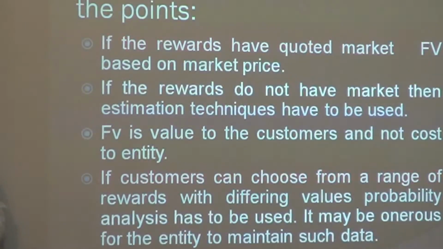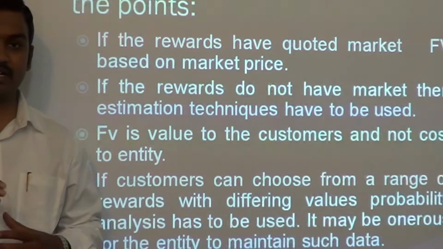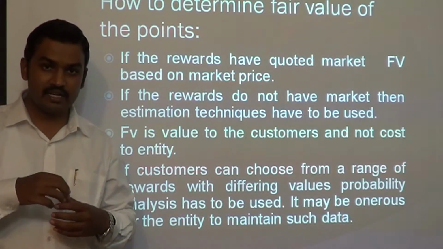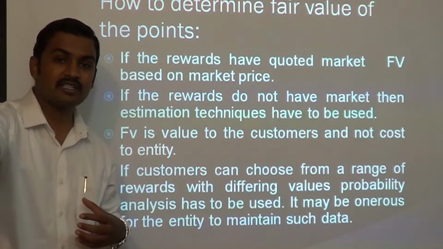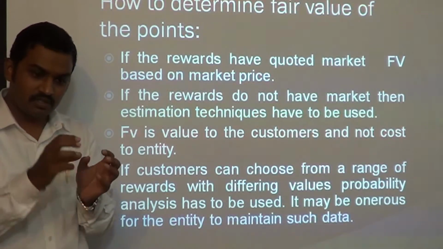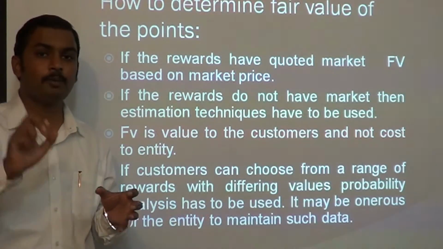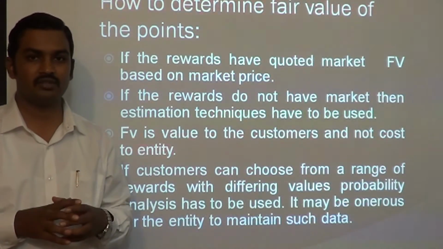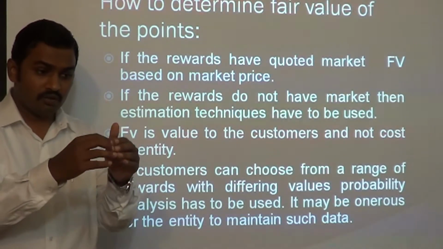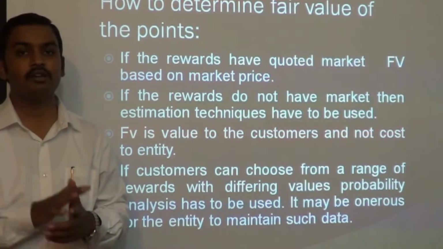Okay. Now, how to determine the fair value of the points? We initially discussed that when a sale transaction takes place, and in that sale transaction the company is providing some points to its customers, then out of the total sale consideration, a particular portion of the revenue has to be allocated to these points, and it has to be treated as deferred revenue. So how should you allocate? How much should be allocated out of the initial sale consideration to these points is the question. The standard says based on the fair value of the points.